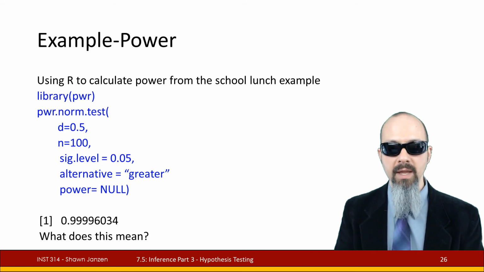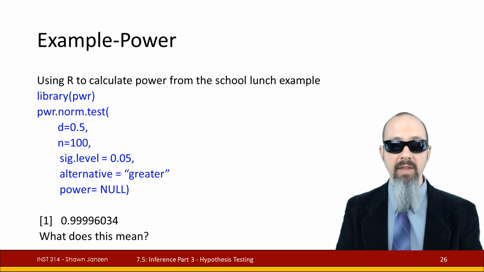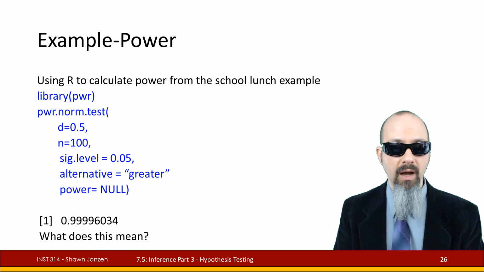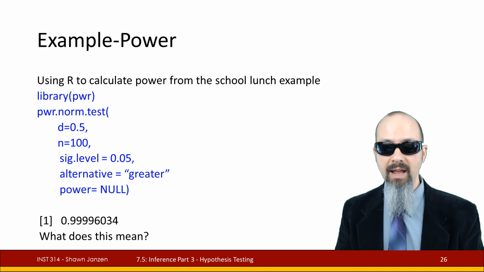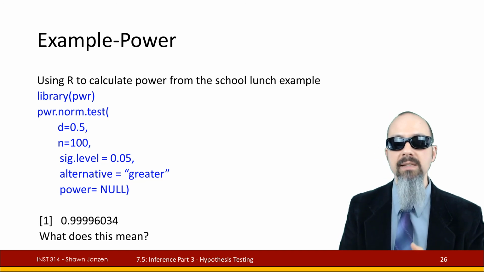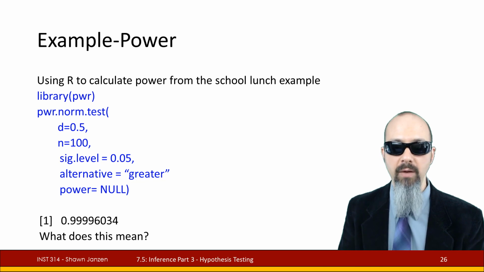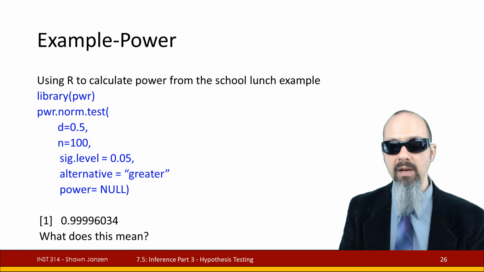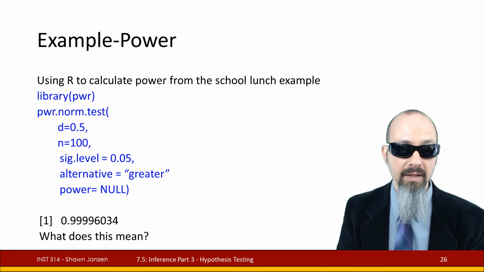What does that mean? That means that if there is a difference in my study here, with a large effect of 0.5, a sample size of 100, alpha 0.05, and a one-tailed test, if there really is a difference to be found, I'm going to find it 99.99% of the time. And that's a really strong power.